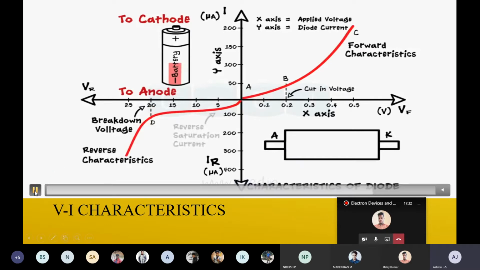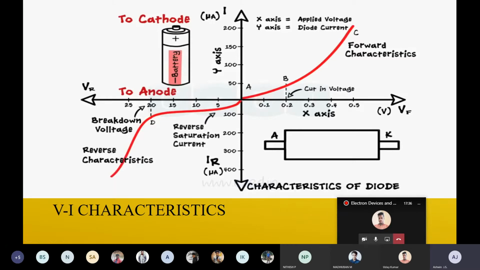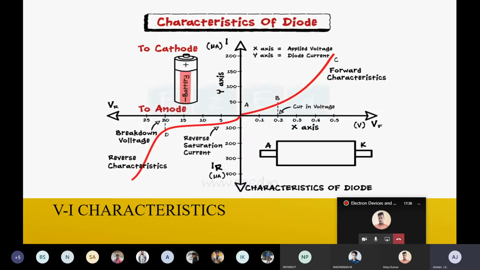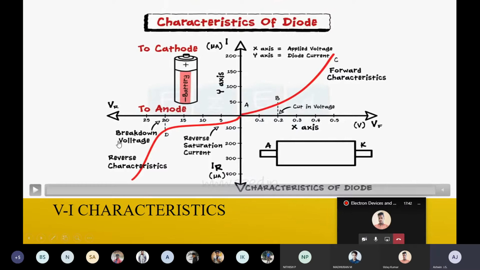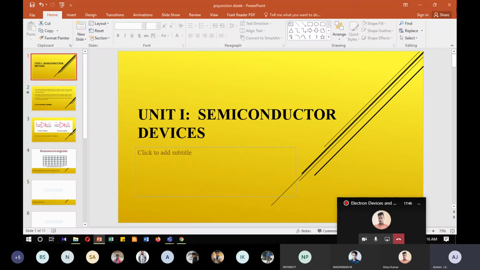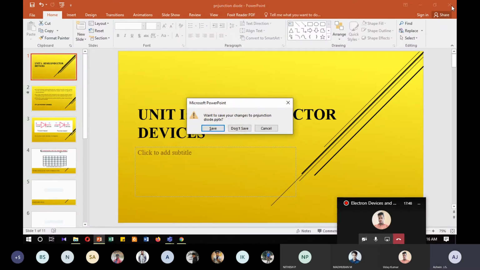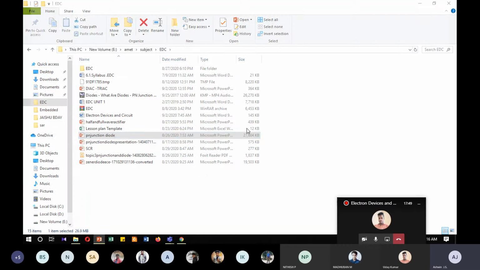So this is the basic operation of your PN junction diode. And now we will see the Zener diode.